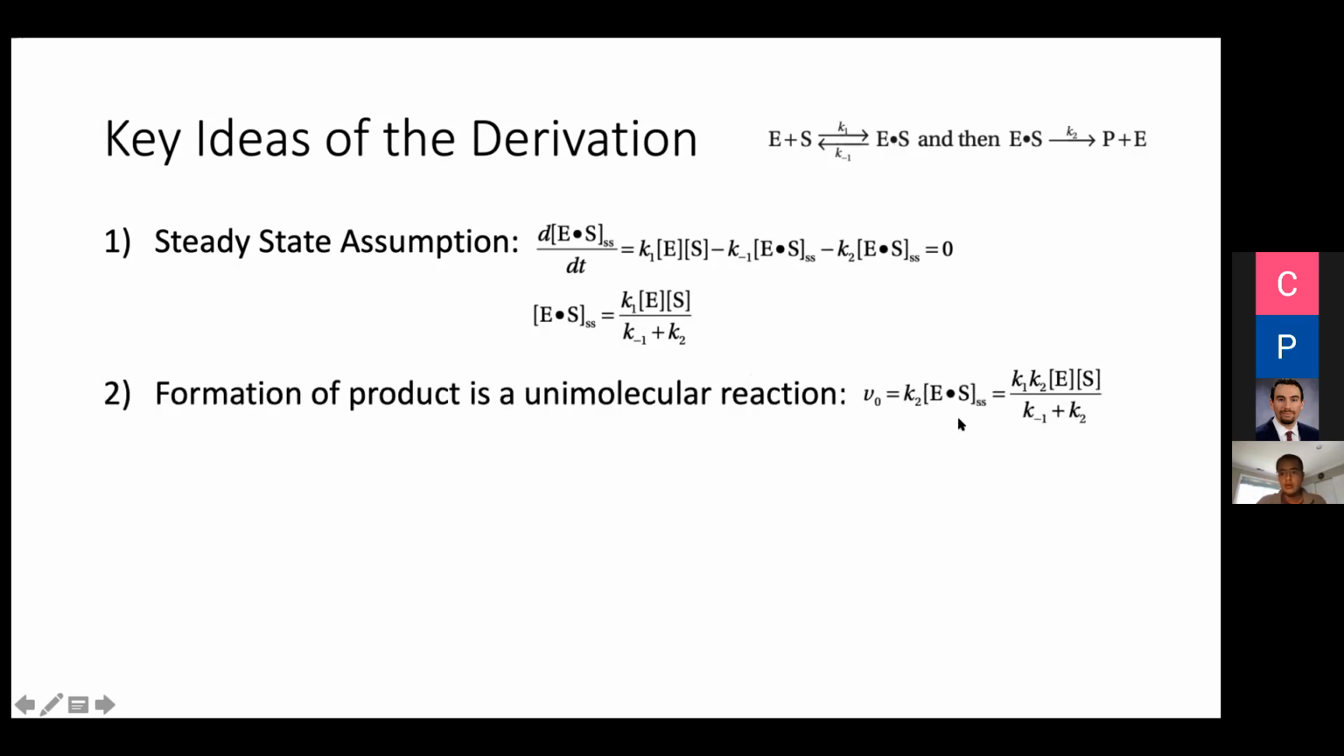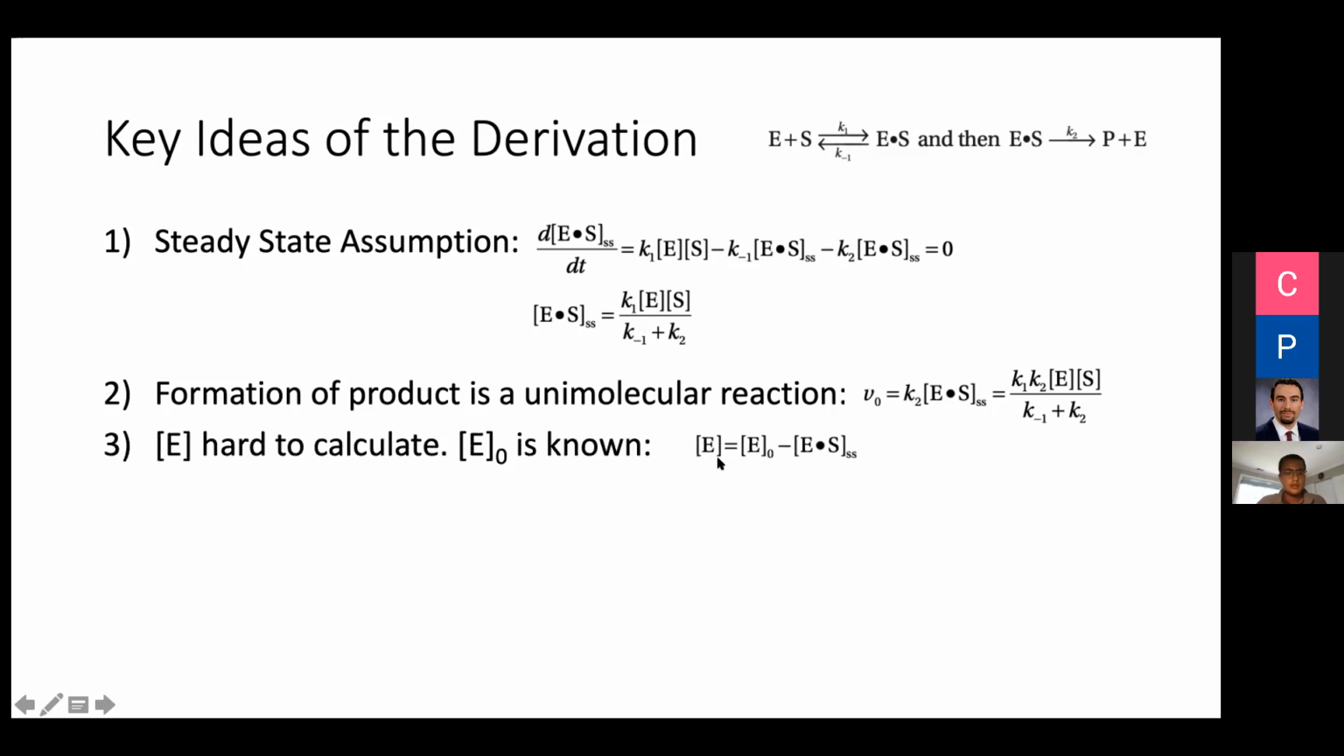Moving forward, we can say that the initial velocity of the enzyme, the V naught, is equal to K2 times this enzyme substrate complex. It's a simple unimolecular reaction that you guys learned about in the kinetics unit of the course. And since we have this new fraction, we can plug it back into this equation and get this new fraction.